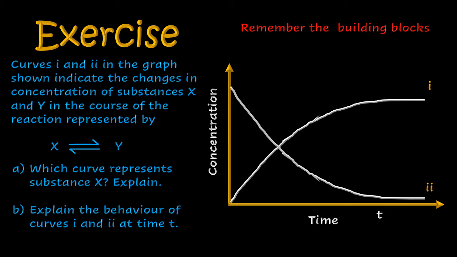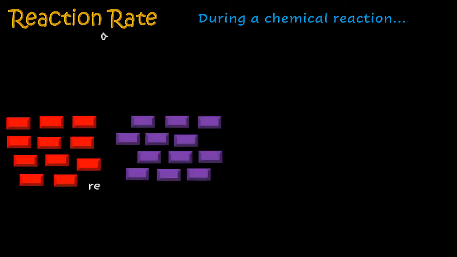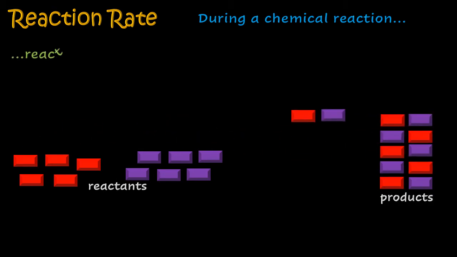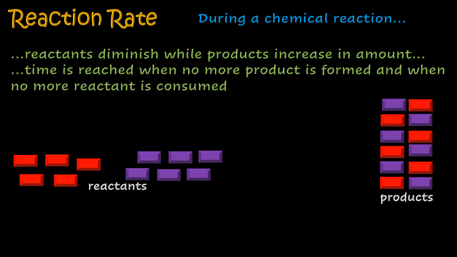Let us remember the building blocks. These were representing the reactants and products in a chemical reaction. So during a chemical reaction, we have the reactants, and reactants expectedly form products. As we can see, the reactants diminish in amount or concentration, while products increase in concentration or amount.